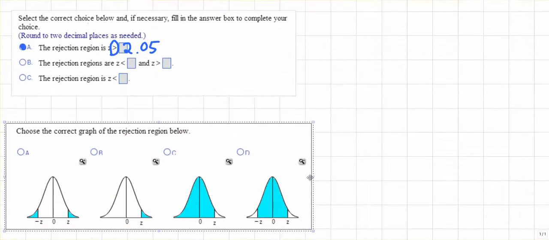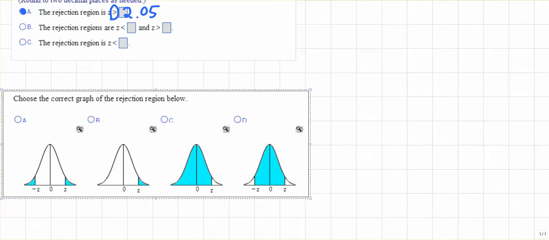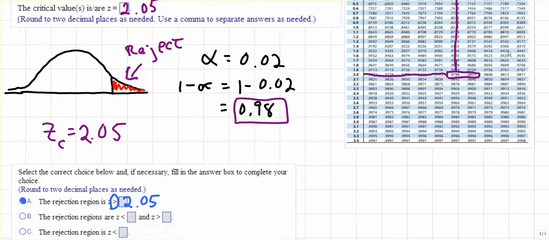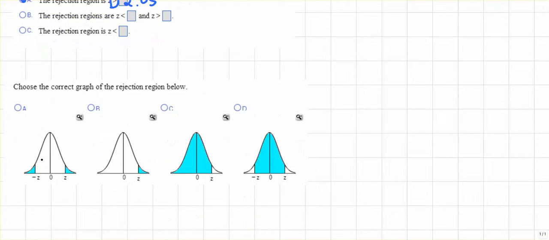Even though I've already drawn the graph, MyStatLab is going to want you to choose the correct graph, and since the one right here for part B actually matches my graph that I've drawn, let me scroll back up so that I can show you that. Here's my graph that I drew right here, and we want to look at the choices below and see which one looks exactly like that, and that gives us choice B, which is this one. And then we will click that radio button in MyStatLab, and we will finish.